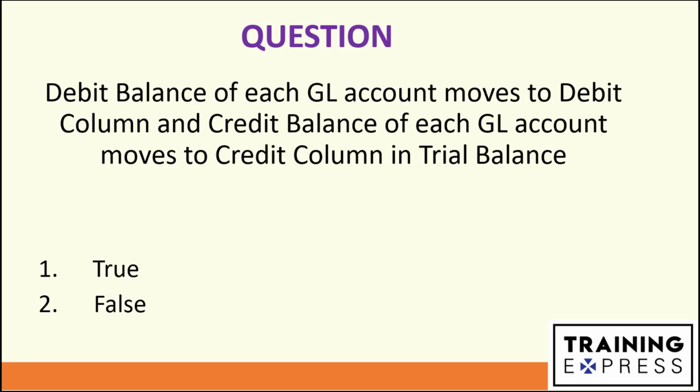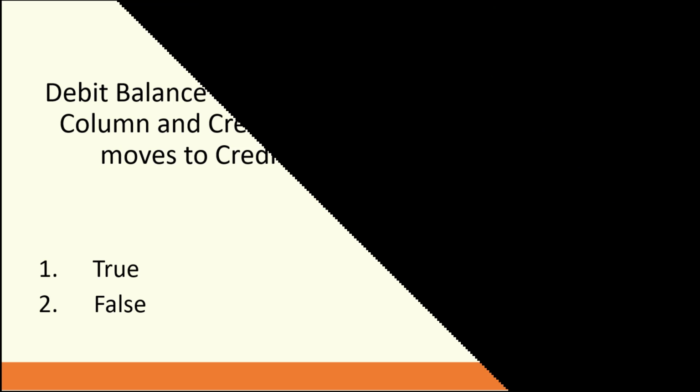At the end of this discussion, let me ask you a simple question. The debit balance of each GL account moves to the debit column and the credit balance of each GL account moves to the credit column in the trial balance. Is it true or false? For the answer, please check out my next session.